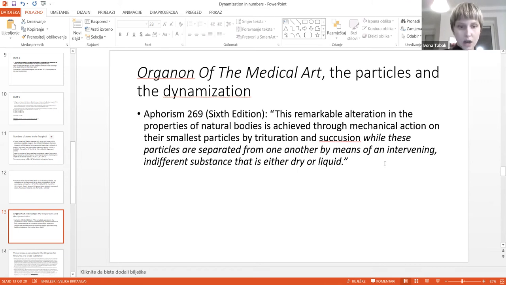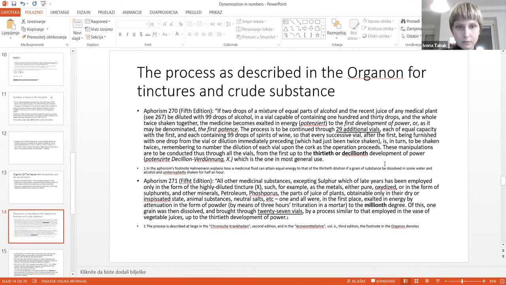So I was quite intrigued to find Hahnemann actually mentioning the particles, and it helped me imagine how this process comes to be. So he acknowledges the particles, but later on in Chronic Diseases, I think we will see that he tells us very clearly the particles are not what do the job. It's the power we release by dividing these particles. The process of dynamization he also describes in the fifth edition of the Organon. It's pretty much all the same.